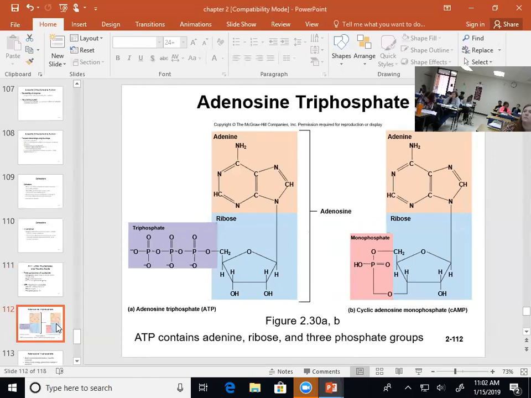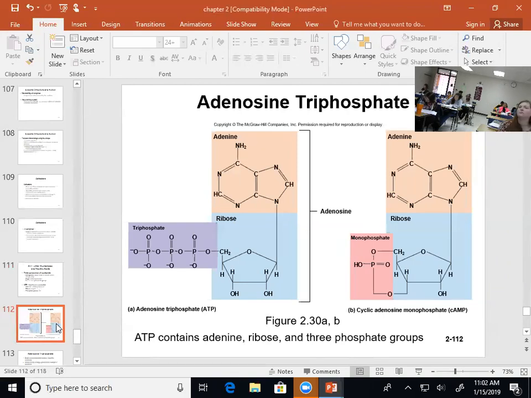Here's what I want you all to know. This is called the energy molecule for our cells. Why it is an energy molecule is because of its structure. I know y'all get sick of me saying structure dictates function, but I want you to pay attention to this little structure right here.